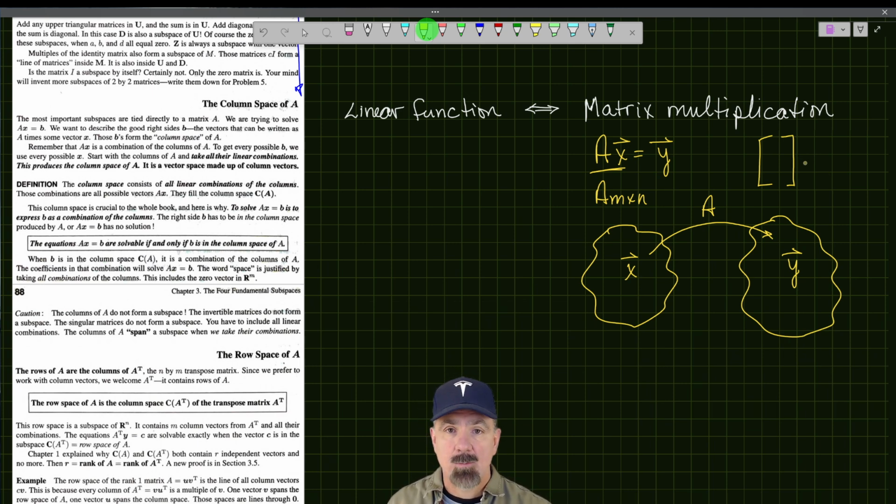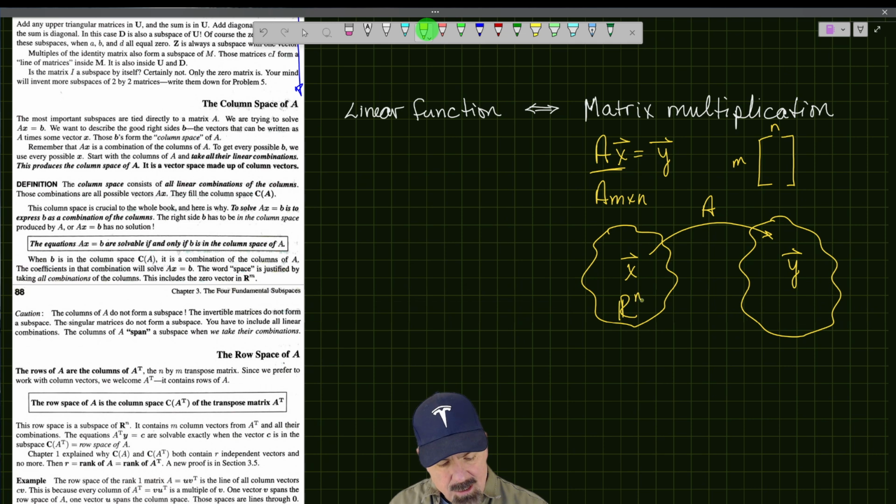Well, given any m by n matrix, doesn't matter whether it's tall and skinny or short and fat, what vector size do I have to multiply by? This is m by n, m rows, n columns. I need to multiply by an n by 1 vector. So this side is Rn. I am taking vectors from Rn, multiplying them against A, and what I get out is a vector in Rm.